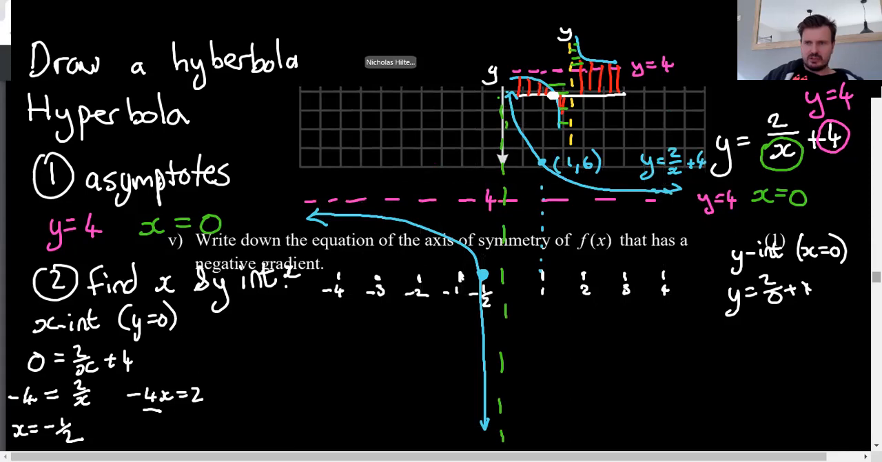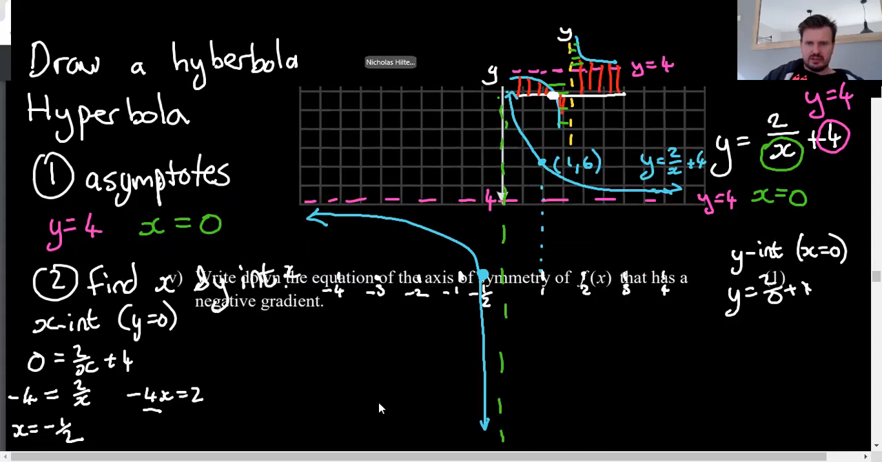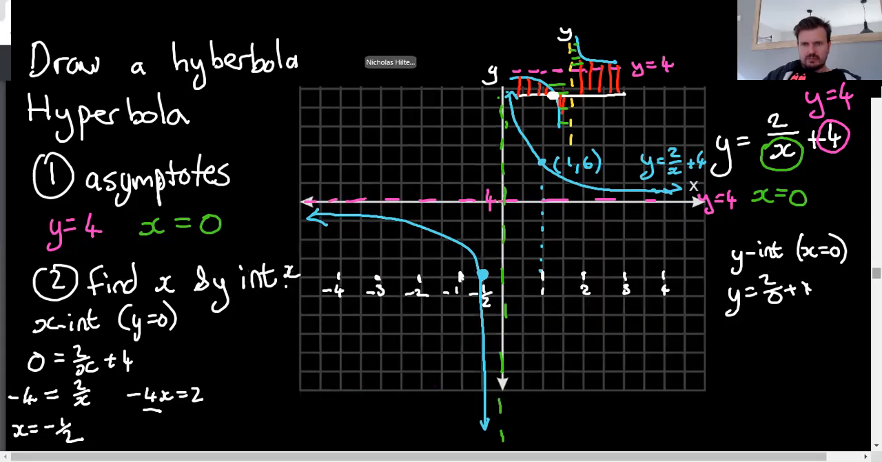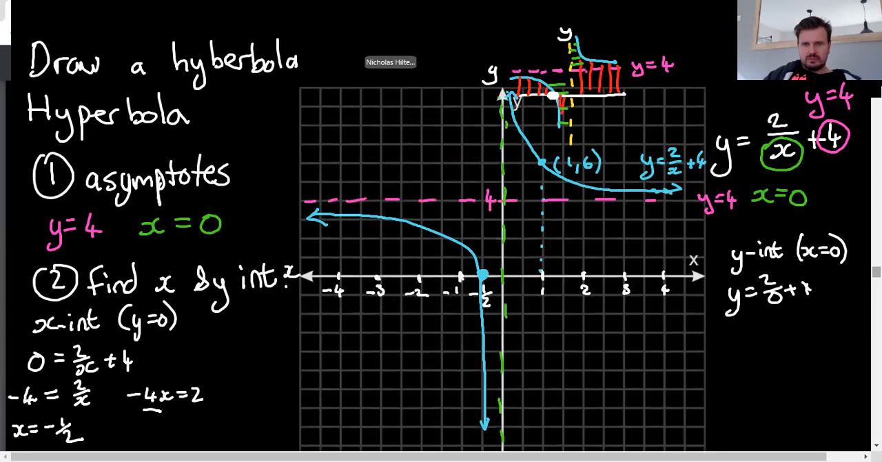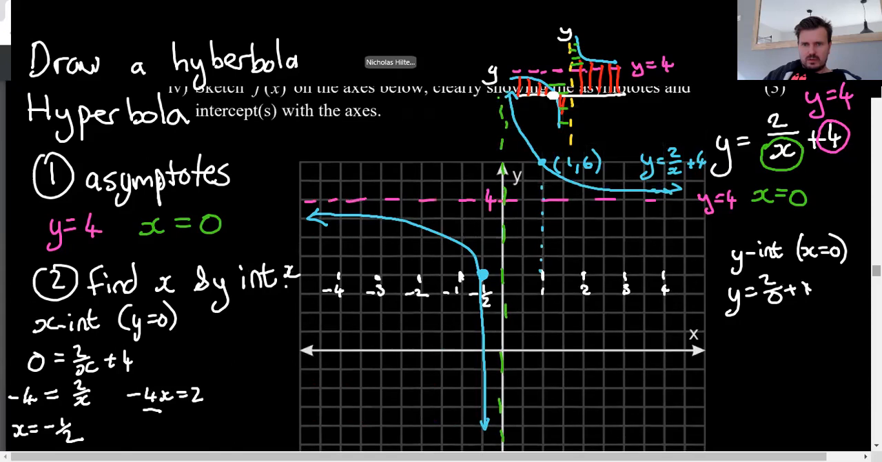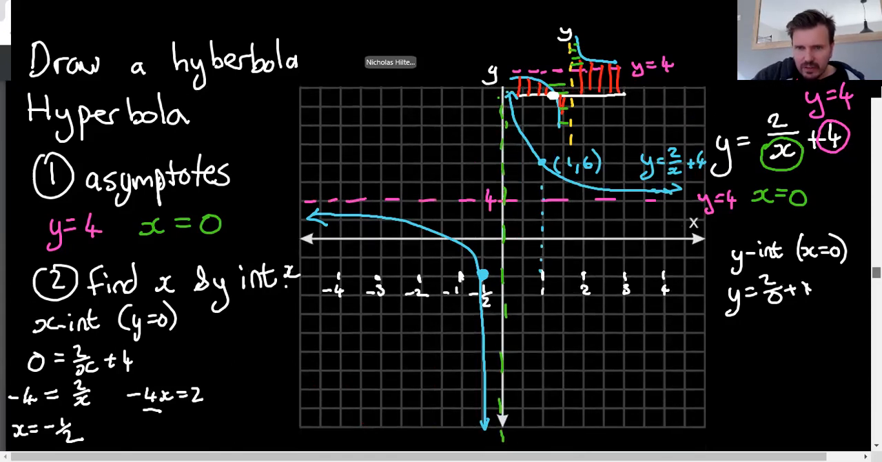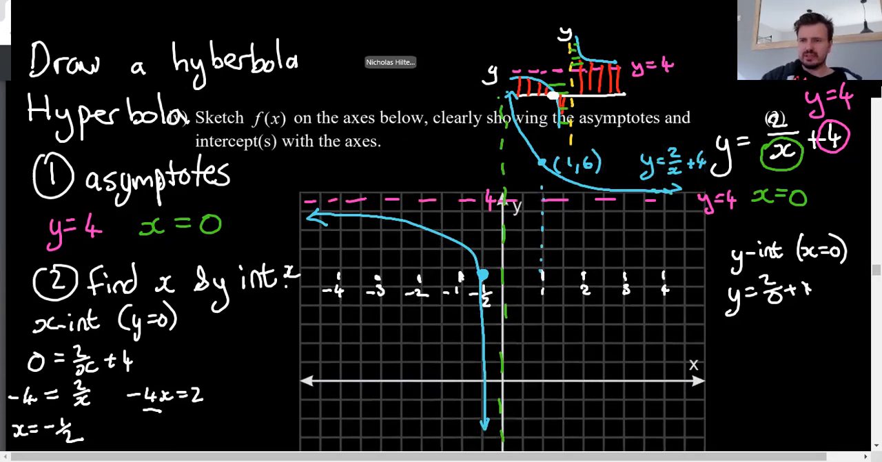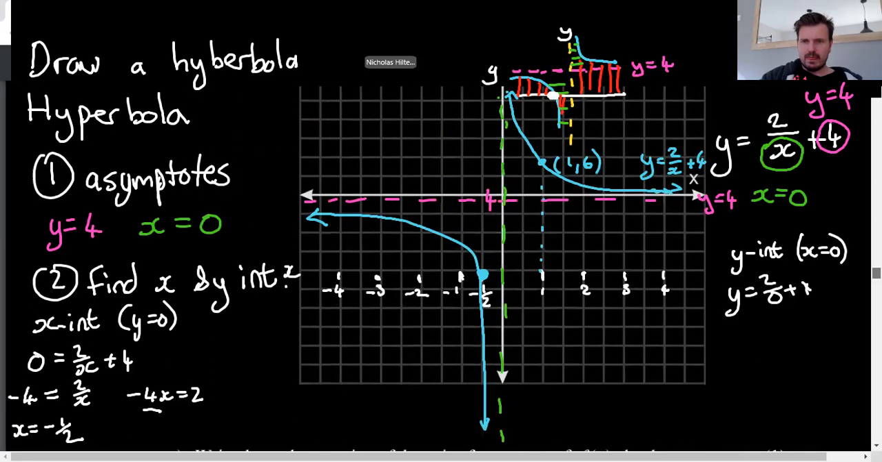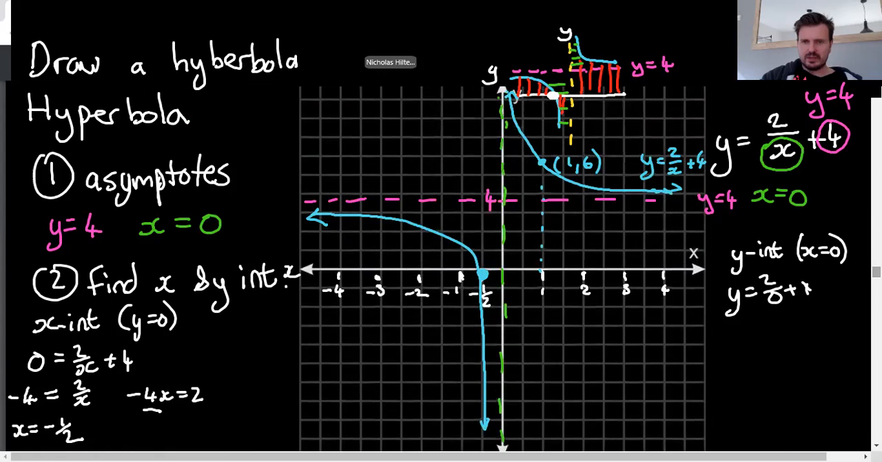Okay, write down the axis of symmetry that has a negative gradient. So what I'm going to do is I'm going to clear all that because we've done that. Now, let me just actually draw the axis of symmetry first, and then I'm going to show you how we can find it. Okay, your axis of symmetry.